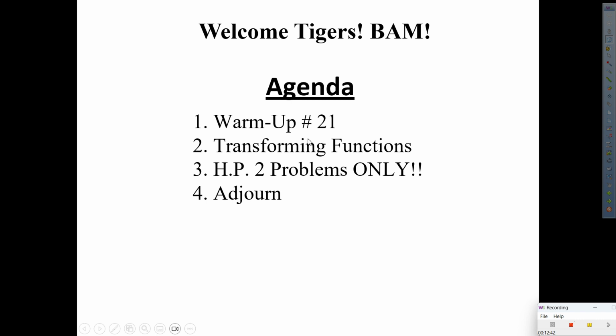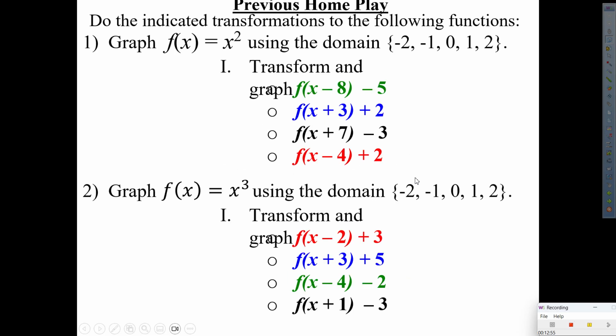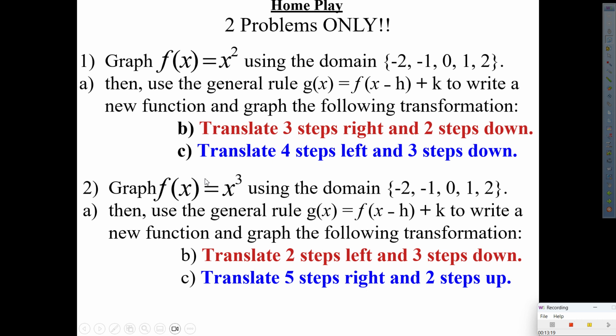There's the agenda again: warm-up number 21, transforming functions, 2 problems only. I still haven't given you a code for that yet. Last night's home play, Friday's home play, go to Canvas and turn it in. There are 1, 2, 3, 4, 5, 6, 7, 8 transformations, so it should say 8 transformations, cubic, quadratic. Tonight's home play looks like this.